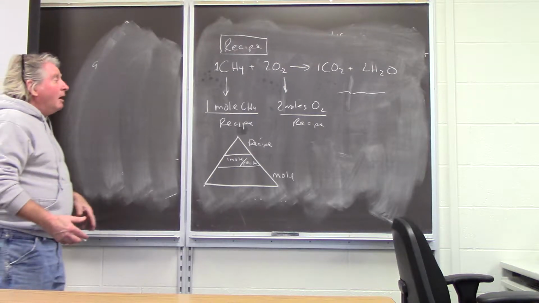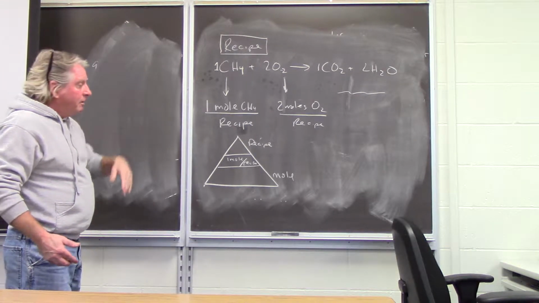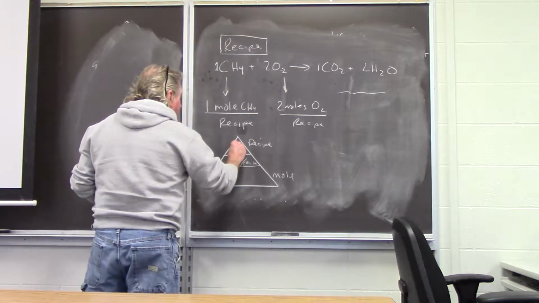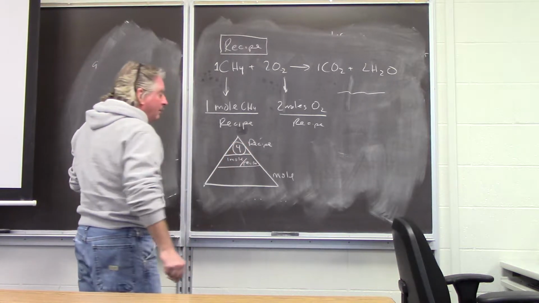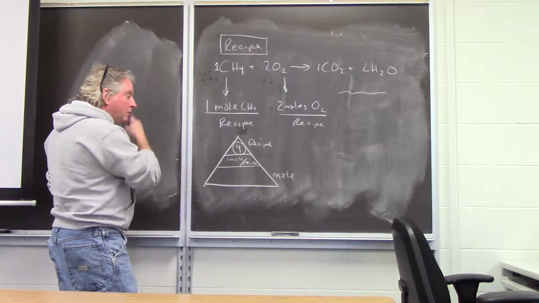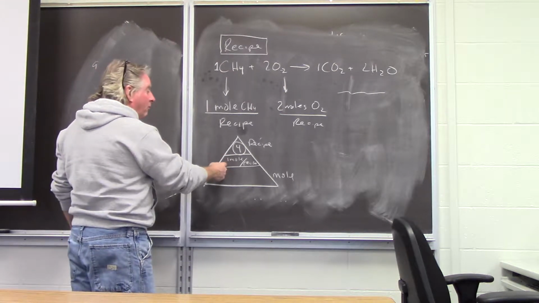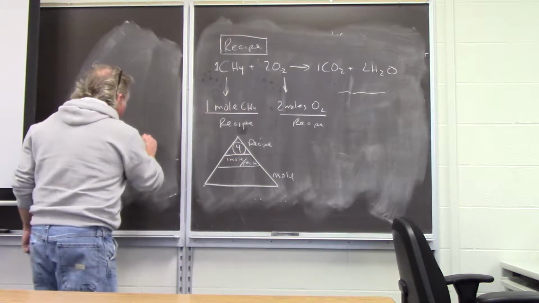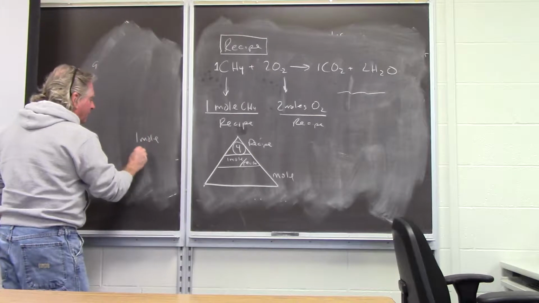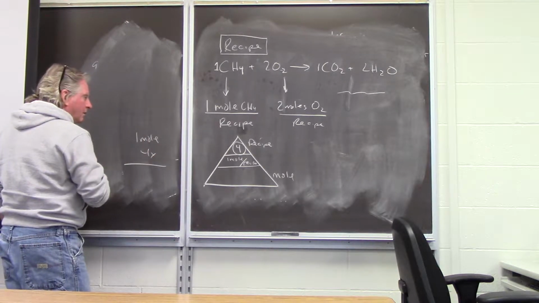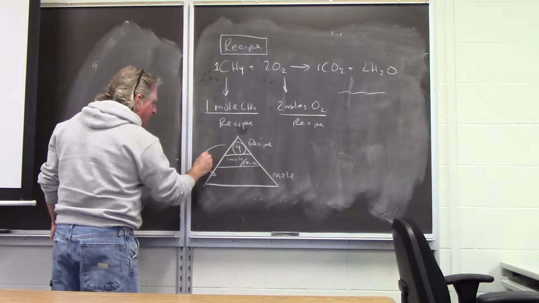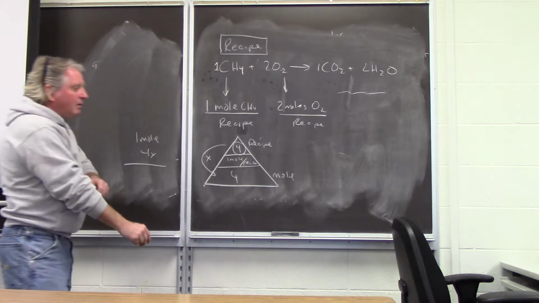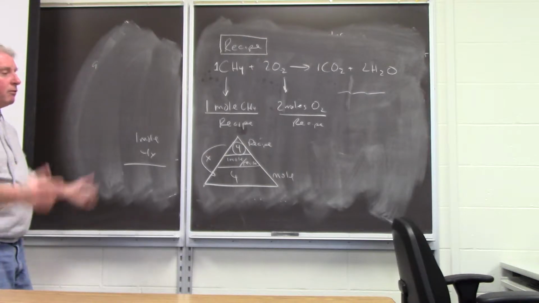Let's say I want to do 4 of these reactions. So I want to do 4 recipes. So I'm going to put 4 here. And what does that mean? Each time I do it, I need 1 mole per recipe, and I need 4, so I'm going to do 1 mole 4 times, which is 4. So I need 4 moles to do 4 recipes.